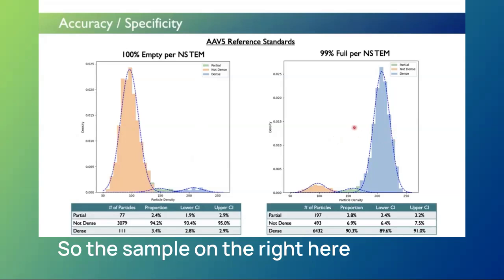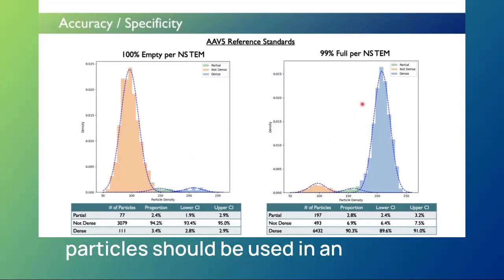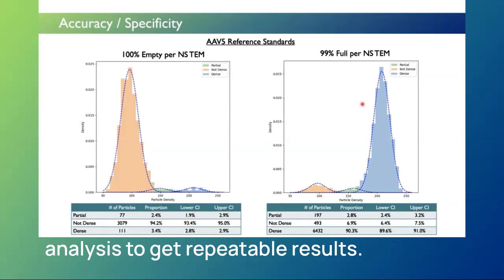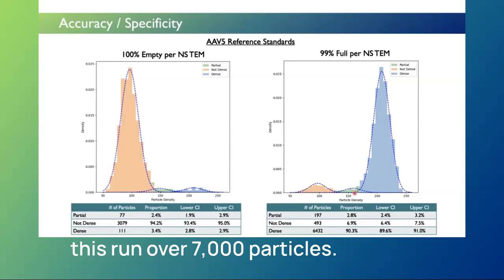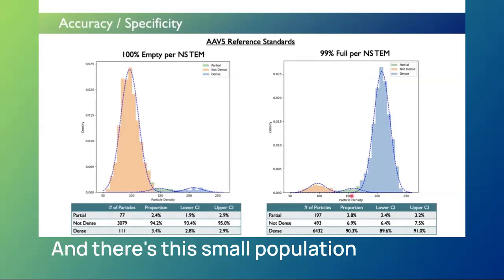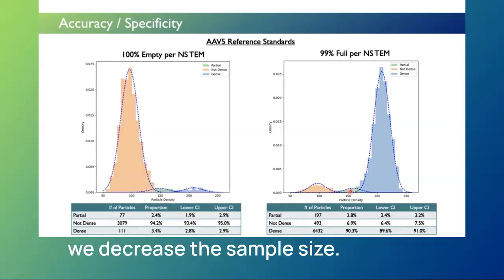So the sample on the right here was used to test how many particles should be used in an analysis to get repeatable results. We had quite a few particles in this run, over 7,000 particles, and there's a small population of partials of about 3%, and we wanted to see how well we can detect that as we decrease the sample size.